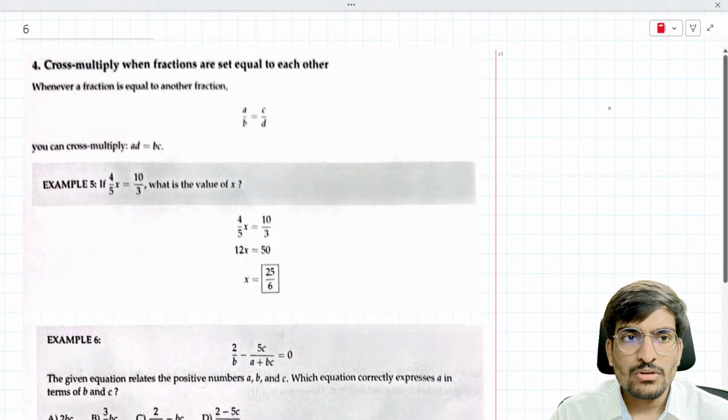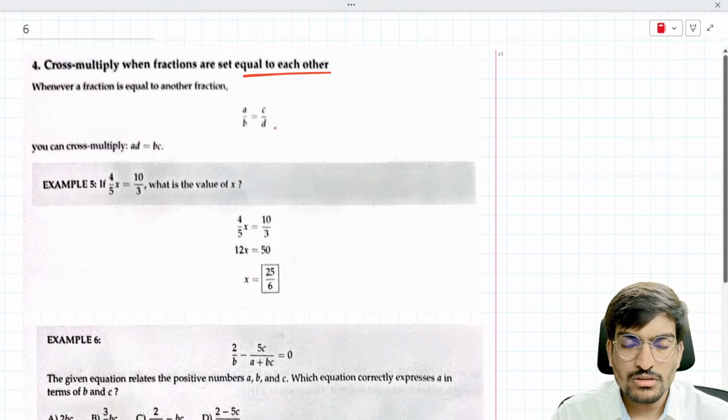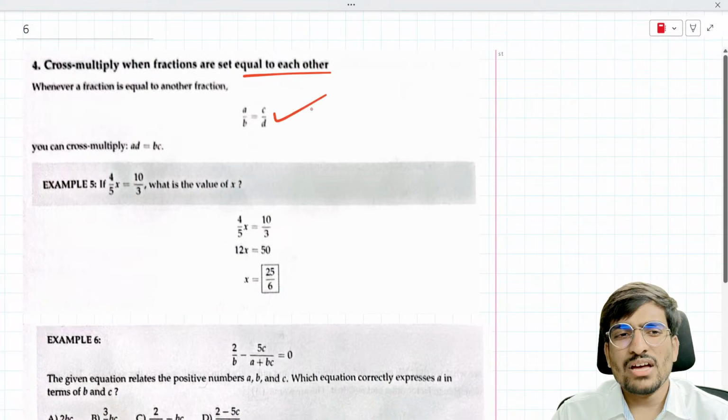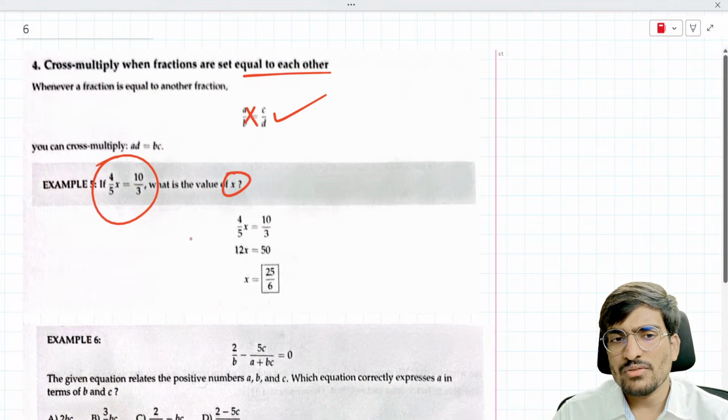So now, cross multiply when fractions are set equal to each other. It's a basic concept. You have two fractions equal to each other, then obviously we cross multiply. Here you have an example, 4 by 5 x equals 10 by 3. What is the value of x? So how can we get the value of x?